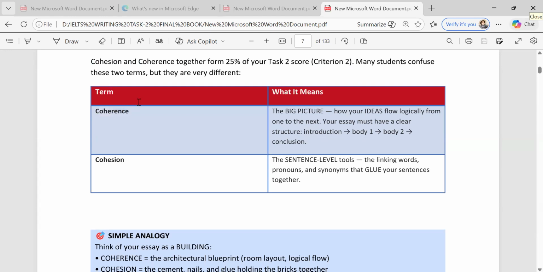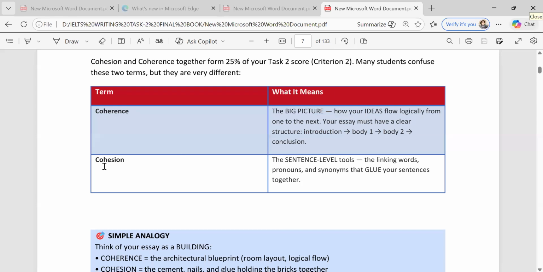The first part, coherence, is the big picture. What I mean by big picture is how your ideas flow logically from one to the next. Your essay must have a clear structure, for example, an introduction. First of all, we need to write an introduction. What if I fail to write one? Then there is main body paragraph one, main body paragraph two, and finally a conclusion. So there are four clear paragraphs we need to write. This is the structure, the big picture.